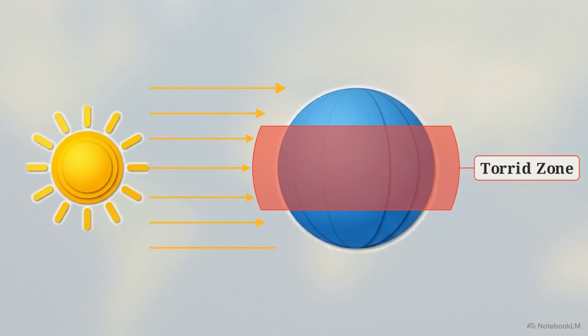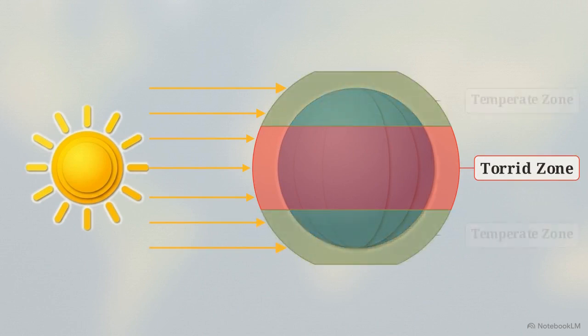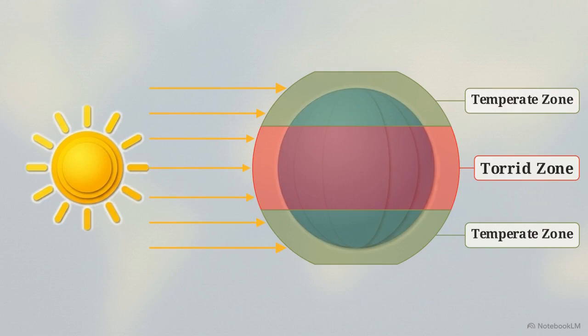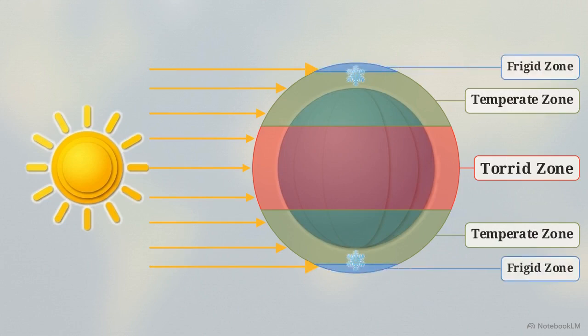Moving just above and below that hot red center, the sunlight begins to hit at a slight angle. These green bands are the temperate zones. The weather here is moderate and comfortable. Finally, look at the very top and bottom caps of the globe. The sunlight barely reaches these angles. These blue zones are the frigid zones, full of ice and freezing temperatures.